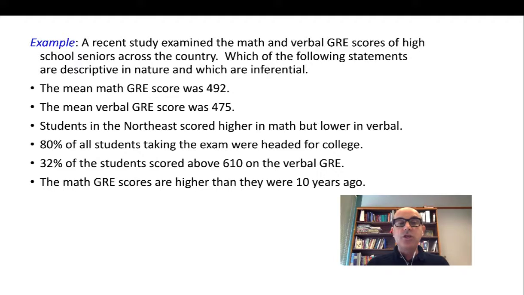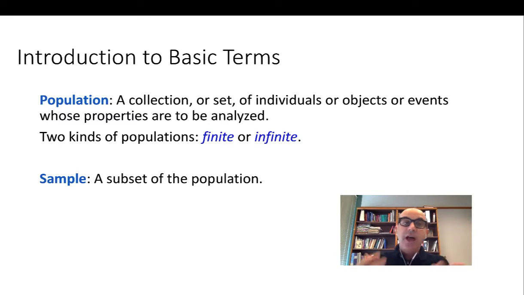So 80% of the students taking the exam were headed towards graduate school, and 32% of the students scored above 610 on the verbal GRE score. So the math score was higher than the previous 10 years. And they do that randomly every time. So, introduction to basic terms in statistics, and we will count that every time in our textbook and even in our examples. We are talking about two types. Population is the entire population.